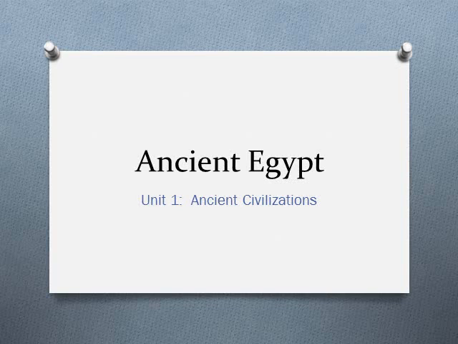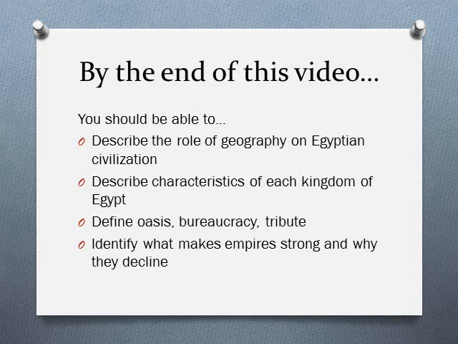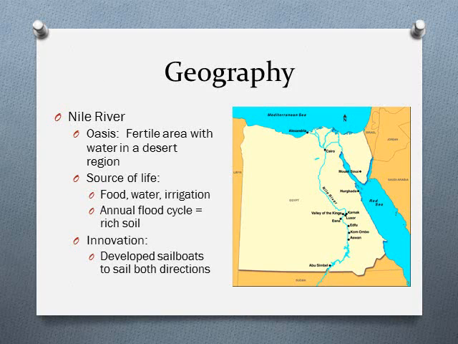Ancient Egypt, Unit 1, Ancient Civilizations. By the end of this video, you should be able to describe the role of geography on Egyptian civilization, describe characteristics of each kingdom in Egypt, define the words oasis, bureaucracy, and tribute, and identify what makes empires strong and why they decline. The geography of Egypt.